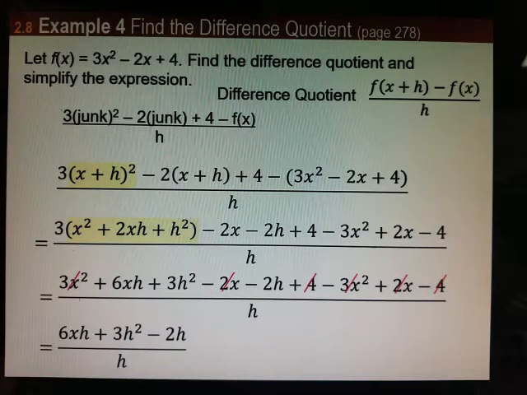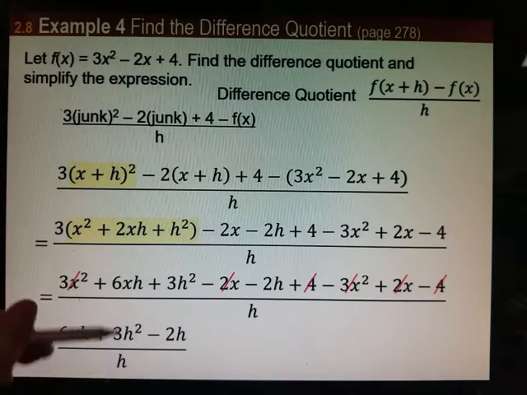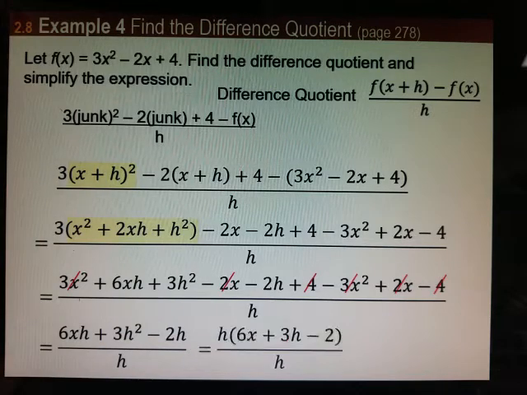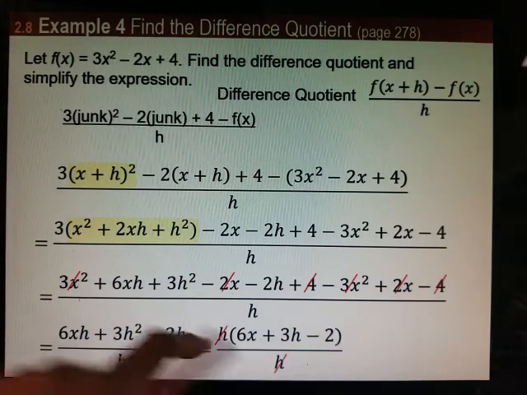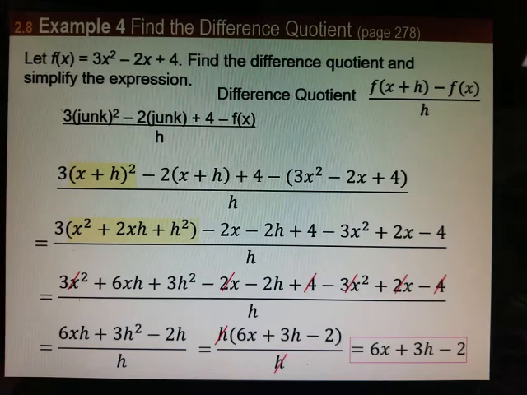Then what's left over, you should be able to divide an h into everything left over. And then these h's divide. And your answer is this. Again, this is going to take some practice.